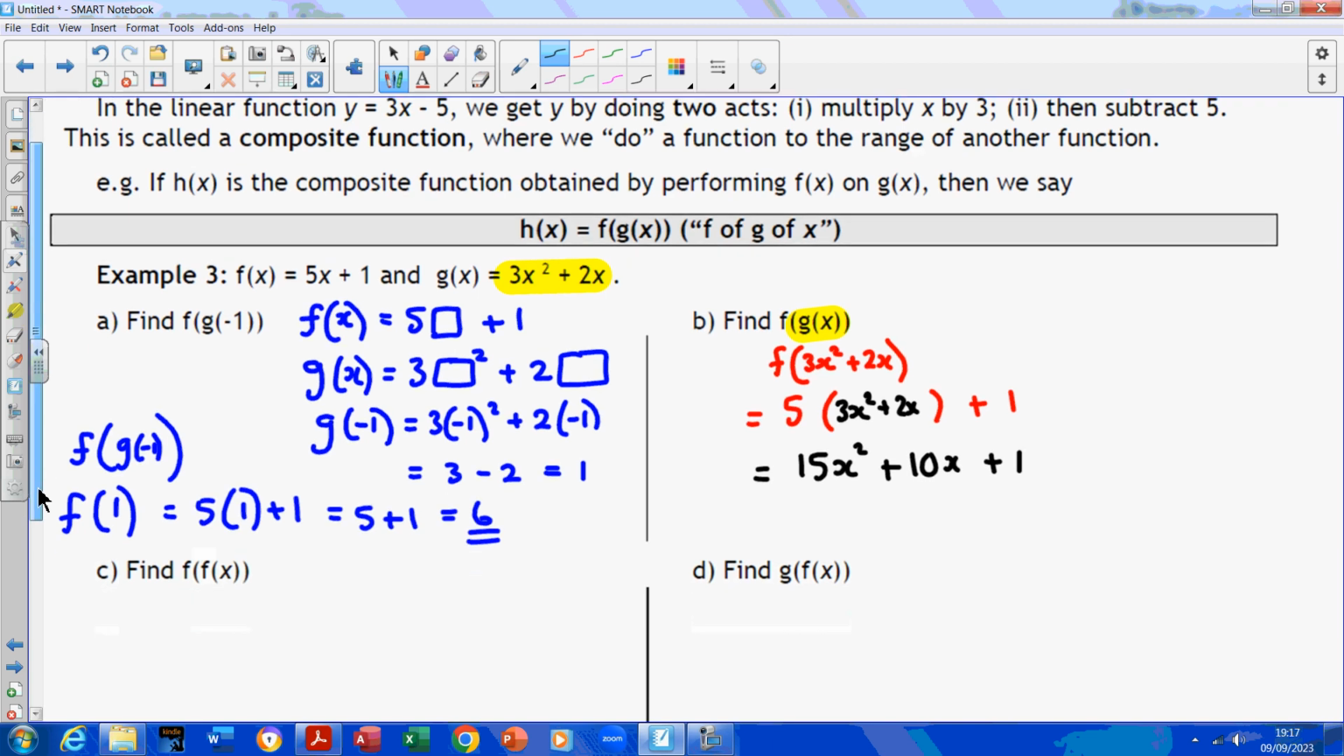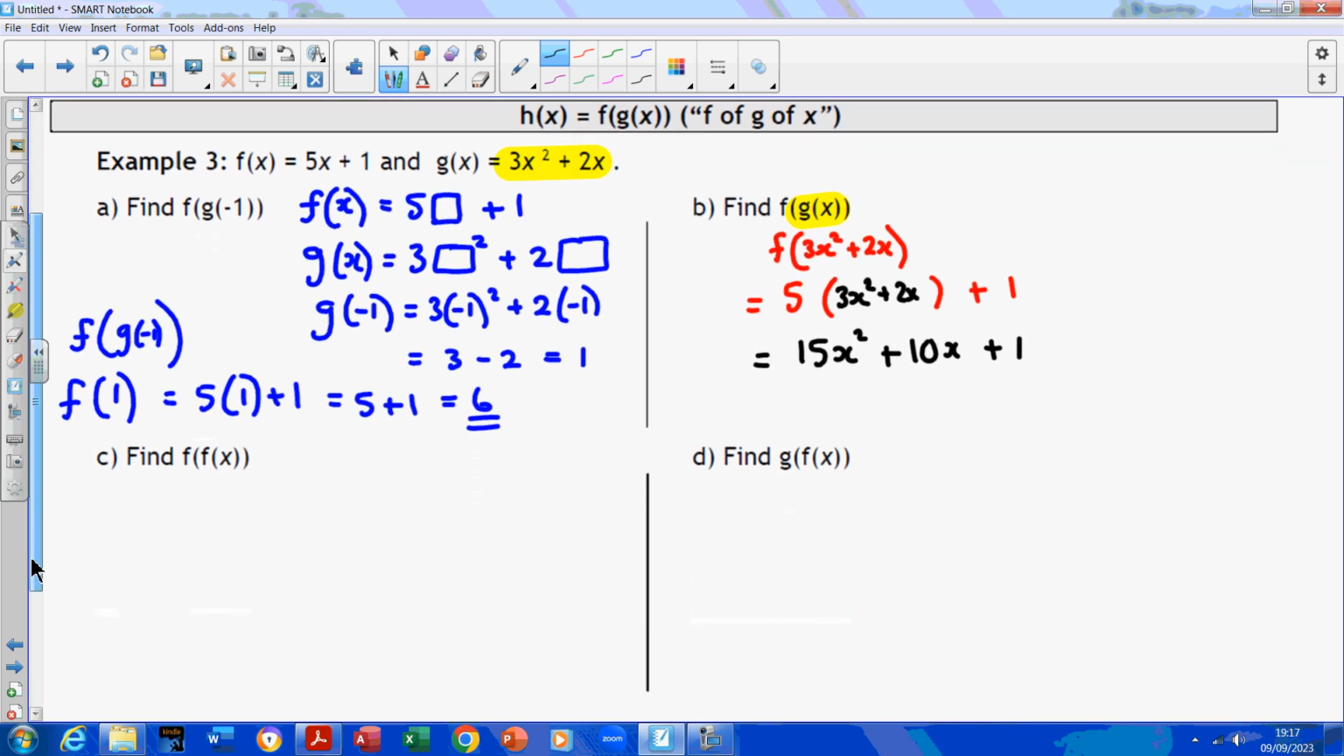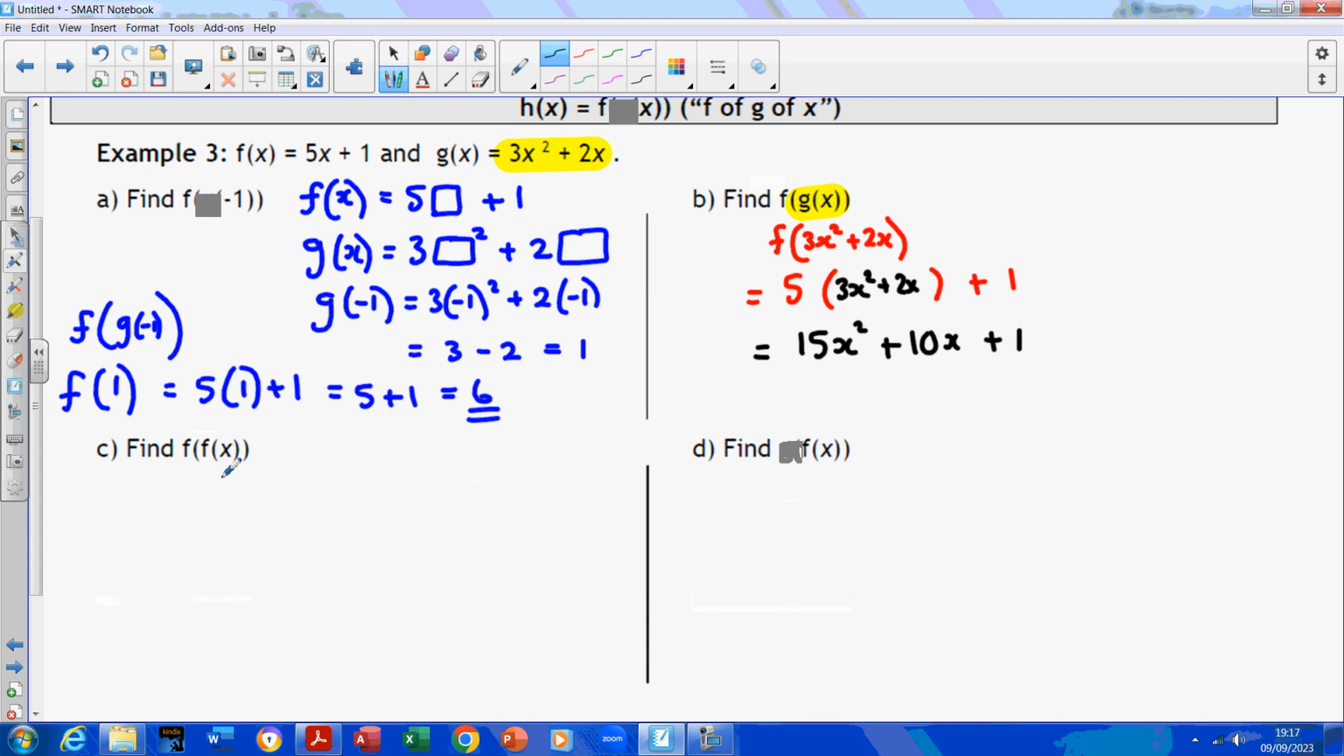Now the next two you've got to do are down here. This one is f of fx. It makes no difference that they're the same. So you write down function f, and in the bracket we've got fx. So we put in what fx is, which is 5x plus 1.